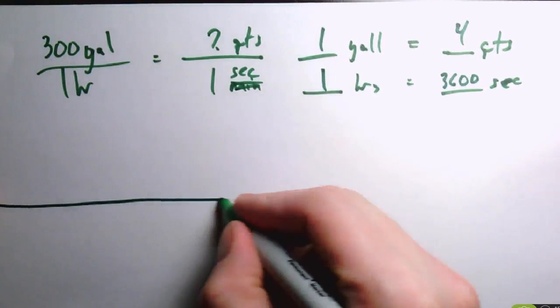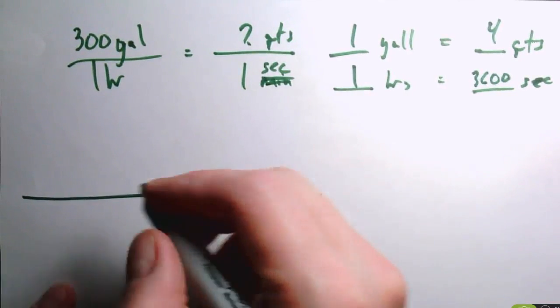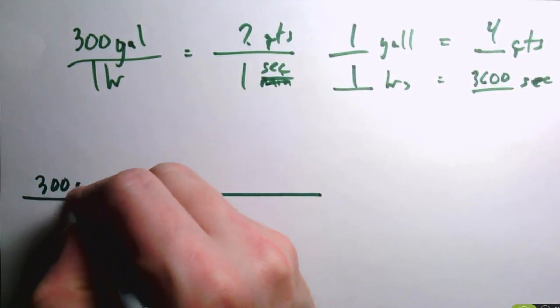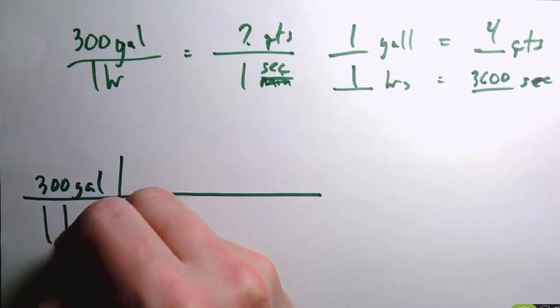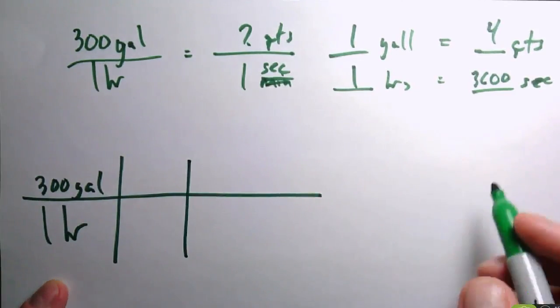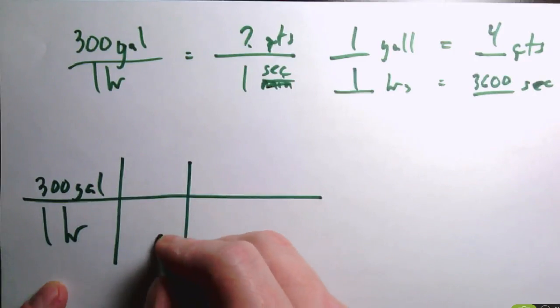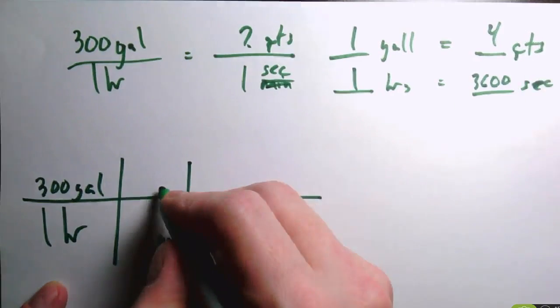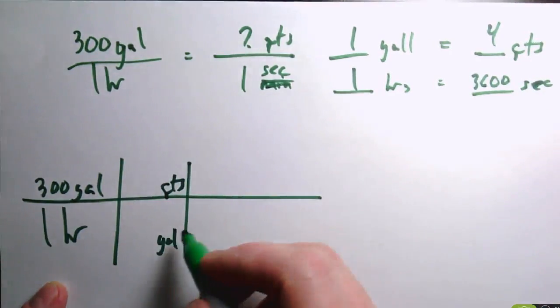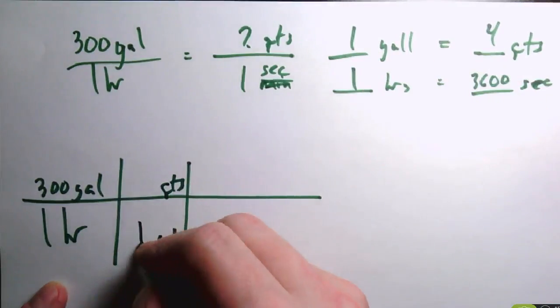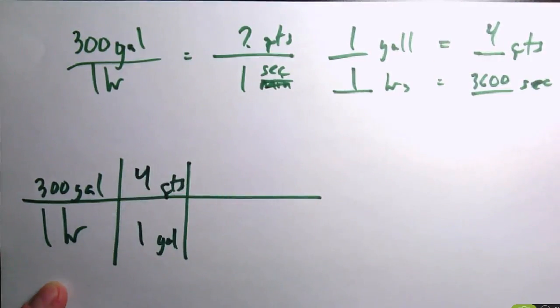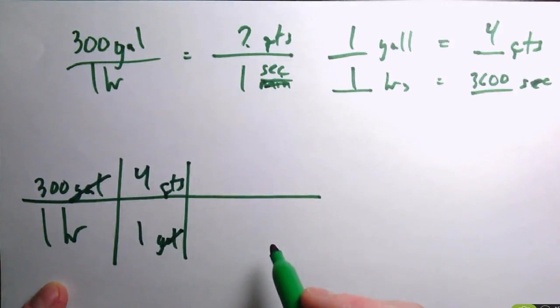Let's start here. 300 gallons is in 1 hour. Now let's do gallons to quarts first. Let's get that taken care of. I have gallons on top, so I've got to put gallons on bottom, and quarts goes on top. And 1 gallon is equal to 4 quarts. Now gallons are gone. I'm good on top. I've just got quarts.